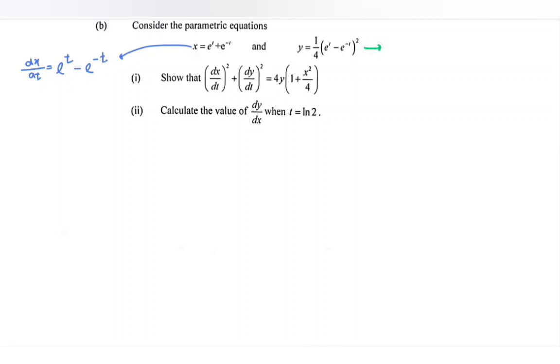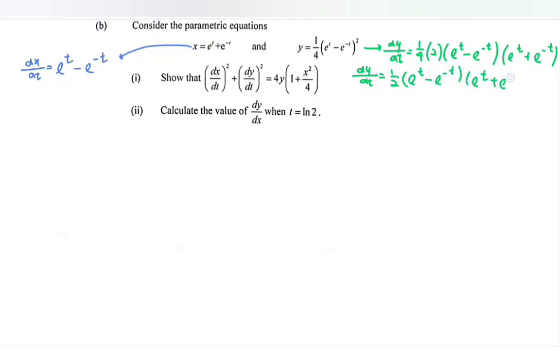For the dy/dt, we will have 1 over 4 bracket. If we differentiate, we will have 2 bracket, so exponent t minus exponent negative t bracket. Differentiate the internal function, so we will have exponent t plus exponent negative t. So that is the dy/dt. Try to simplify the situation. So dy/dt, where we have 1 over 2 bracket, we have exponent t minus exponent negative t, multiplied with exponent t plus exponent negative t.